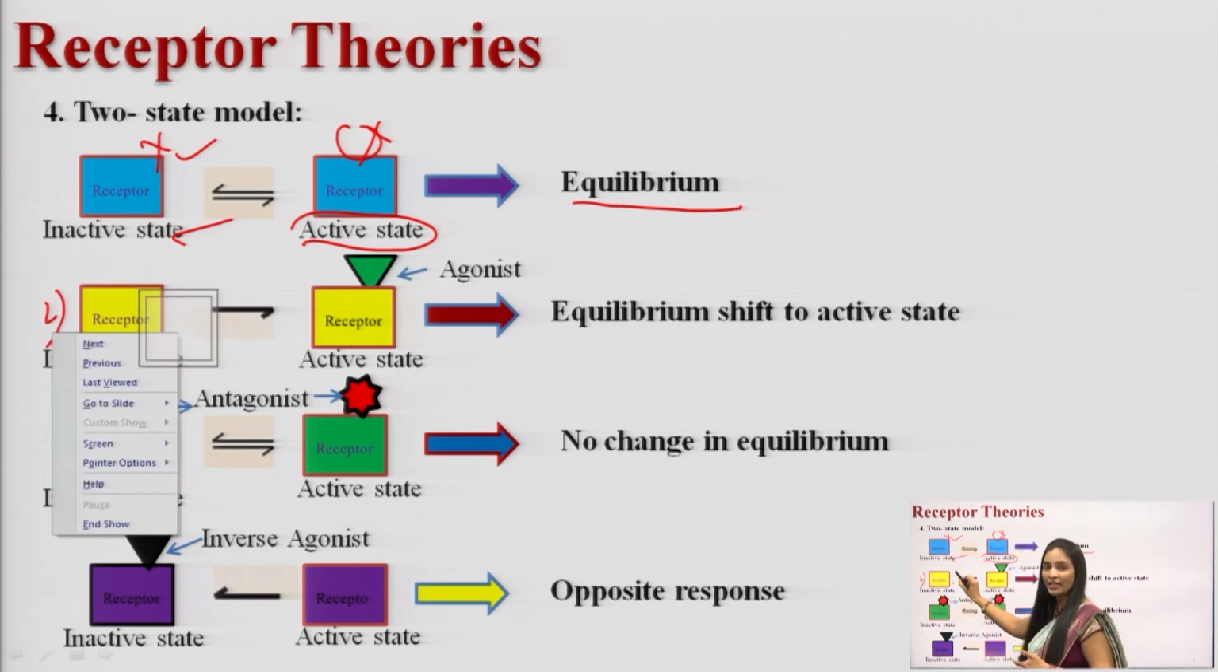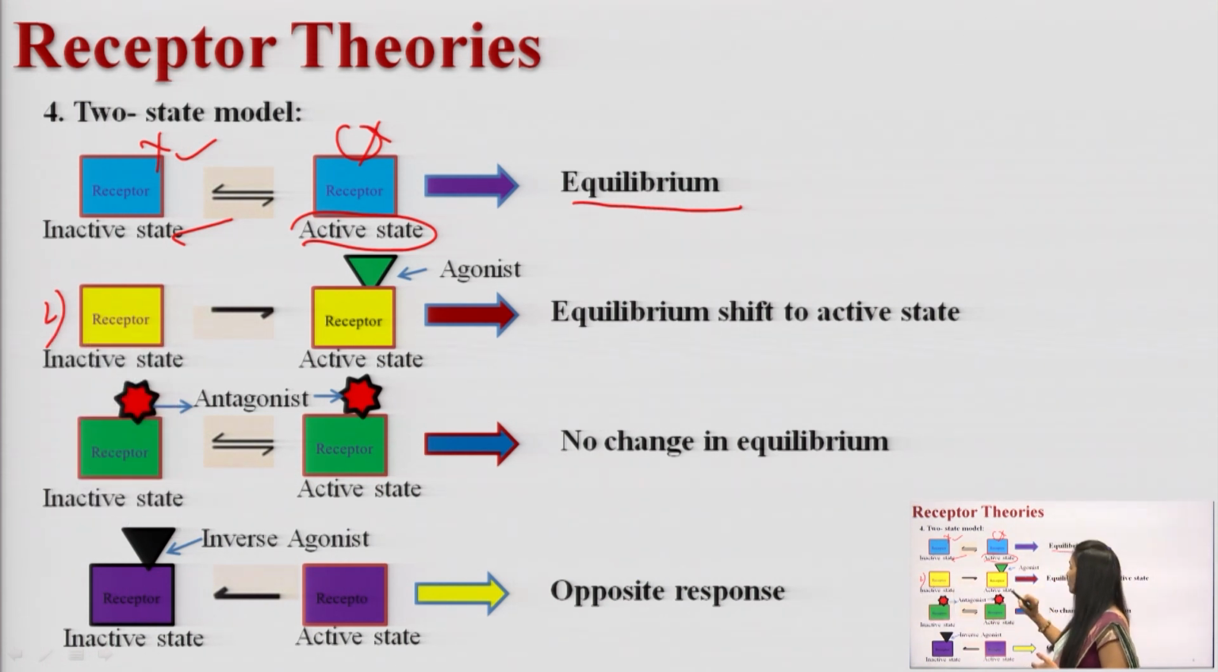Next, what is the second diagram here? Here is a receptor in an inactive state, and this is a receptor in an active state. When the agonist drug goes and binds to the active site of a receptor, the equilibrium will shift to the active site. At the resting stage, if there is no drug, the equilibrium will exist. When the agonist drug has been administered and binds to its receptor, the equilibrium shifts to the active site.